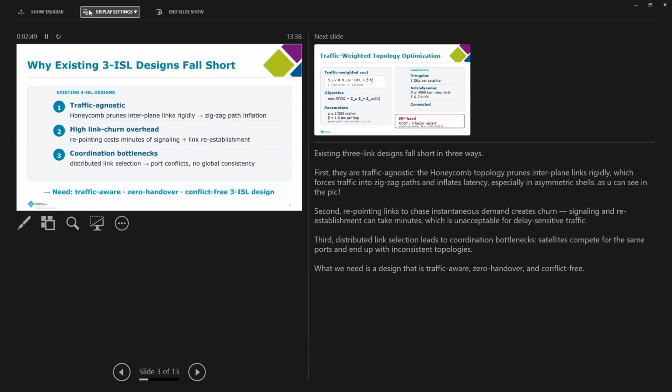Second, repointing links to chase instantaneous demand creates link churn. The signaling and establishment of inter-satellite links can take minutes, which is unacceptable for delay-sensitive traffic. And third, distributed link selection leads to coordination bottlenecks. Satellites will compete for the same port and end up with inconsistent topology. What we need is a traffic-aware, zero-handover, and conflict-free topology.